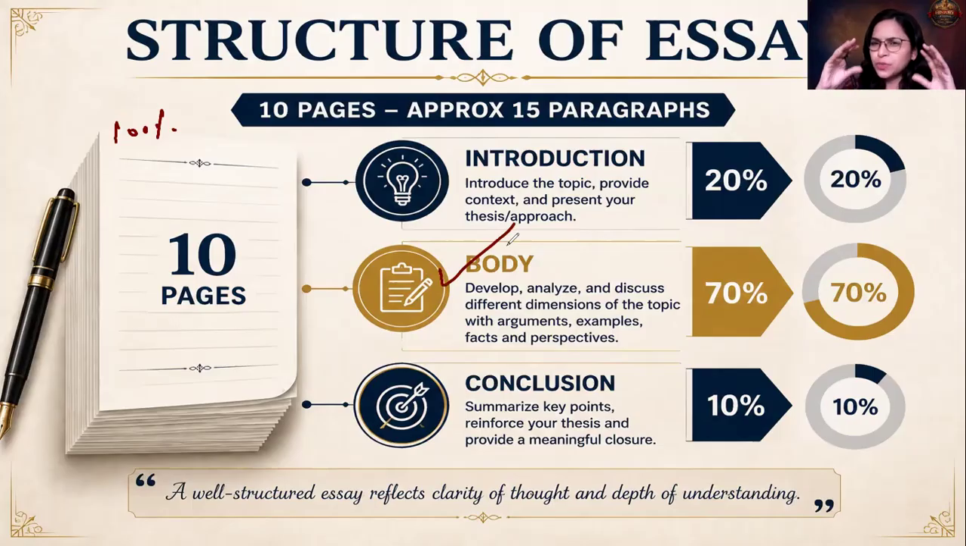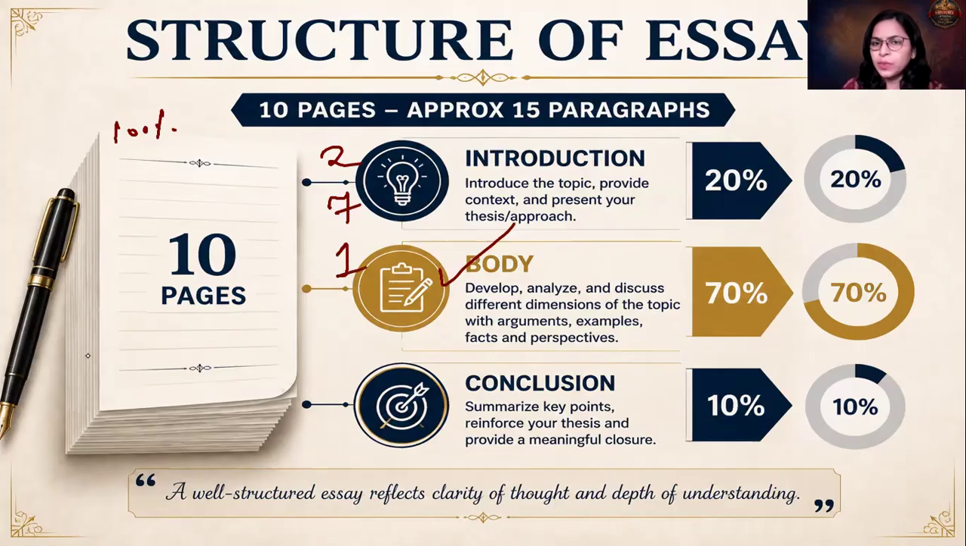So the conclusion should be short, precise, and there are certain paragraphs in which you need to end the conclusion, which I'll be explaining. I hope the structure of the essay is pretty clear. An essay should comprise three broad parts: an introduction, a body, and a conclusion. Your introduction is 20% of your essay paper. Out of the 10 pages, you can utilize 1.5 or 2 pages for your introductory part. Then you can use 7 pages for your body, and 1 page should be for your conclusion.